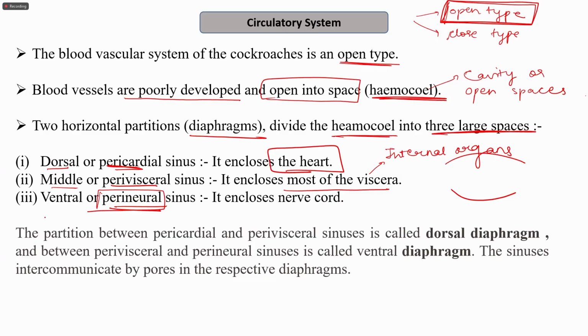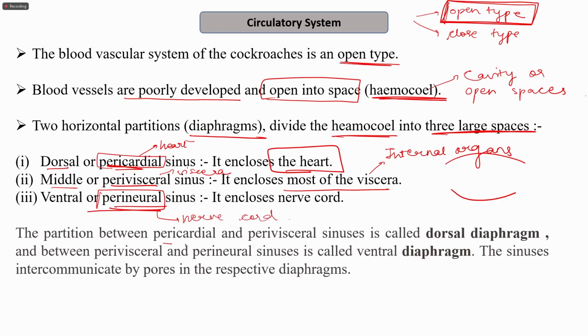As the name suggests, if you remember the name, you will be able to remember what it actually encloses. So dorsal, middle, and ventral. Dorsal stands for pericardial. Cardial is related to heart, so it encloses the heart. Middle or perivisceral. Visceral is related to viscera, so therefore it encloses most of the viscera. And third one is the ventral or perineural that encloses the nerve cord.